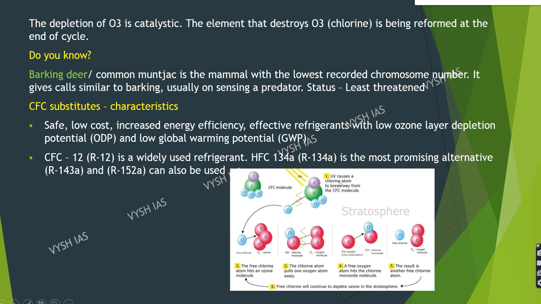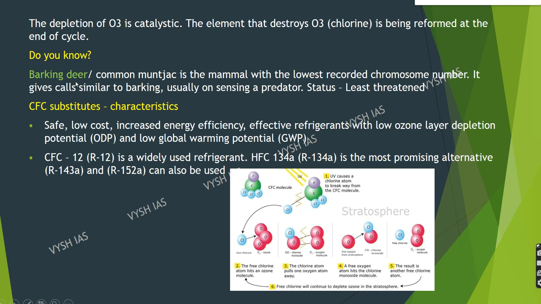Here you can see ultraviolet light causes a chlorine atom to break away from the CFC molecule. This free chlorine atom hits an ozone molecule. The chlorine atom pulls one oxygen atom away. And on the other hand, a free oxygen atom hits the chlorine monoxide molecule. The result is another free chlorine atom is formed and the other one forms an oxygen molecule. And this free chlorine will continue to deplete ozone in the same way.